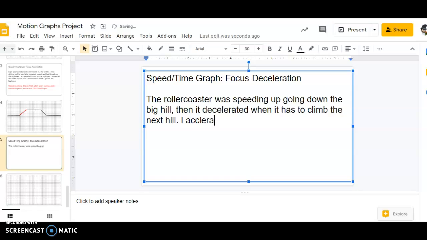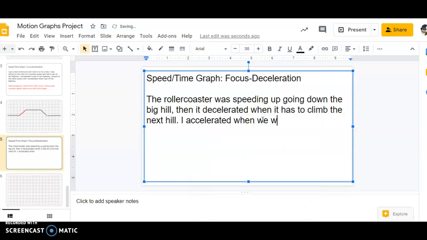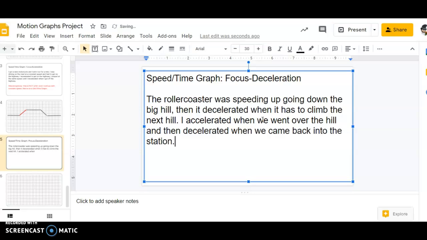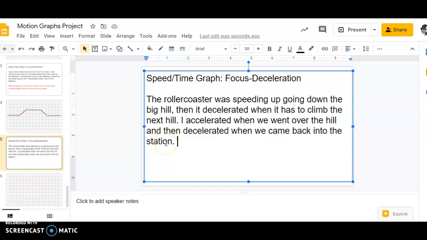I accelerated, oh my goodness, when we went over the hill, and then decelerated when we came back into the station. Okay, so I have a roller coaster: accelerating, decelerating, accelerating, and then decelerating.